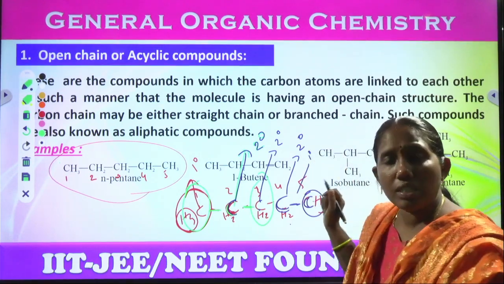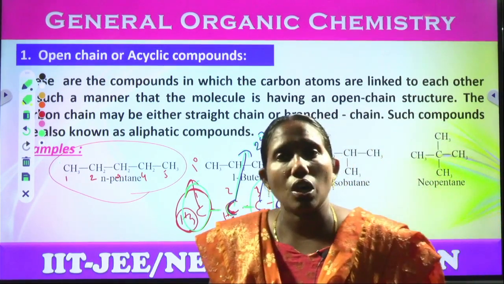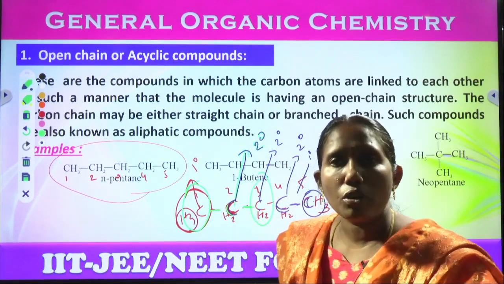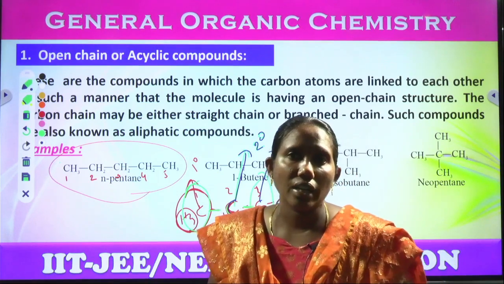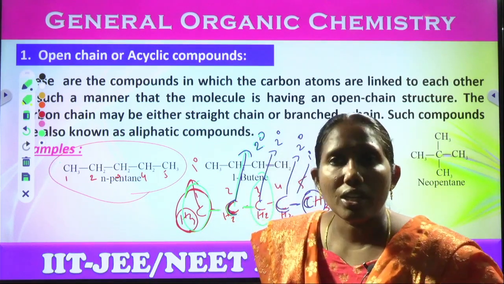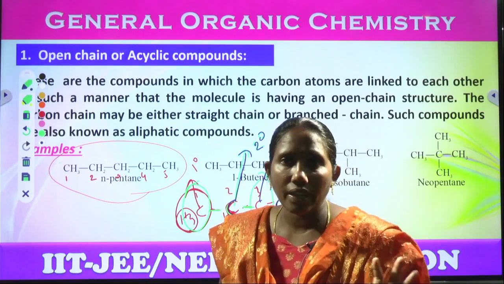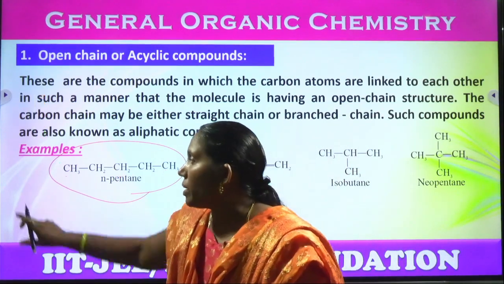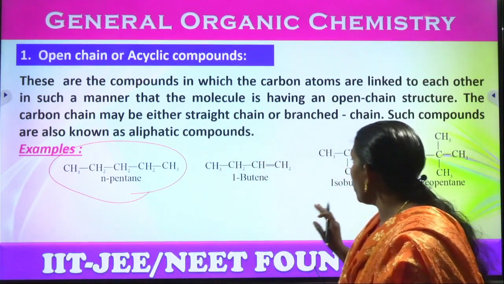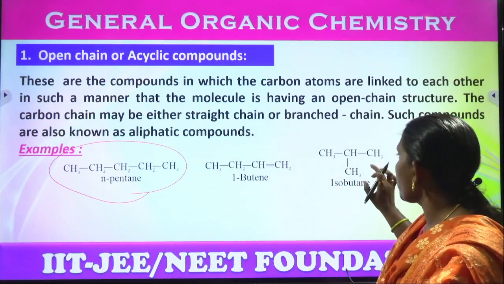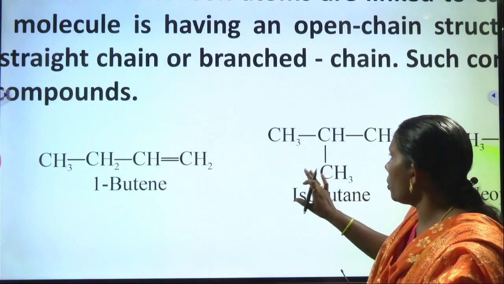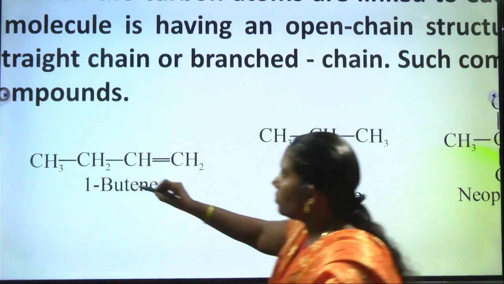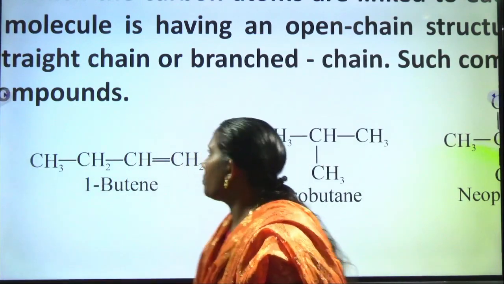And the hydrogens attached to those carbons are called respective hydrogens. If it is attached to the primary carbon, those are called primary hydrogens. If it is attached to the secondary carbon, those are called secondary hydrogens, right? So this is about primary hydrogens and secondary hydrogens. To explain tertiary and quaternary, I want to take this example. Isobutane.